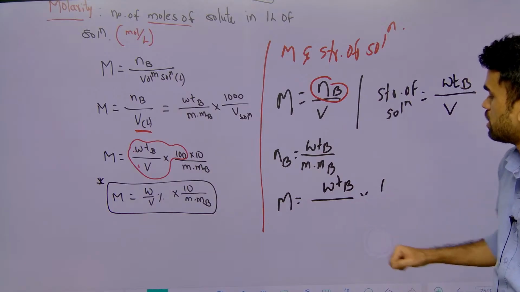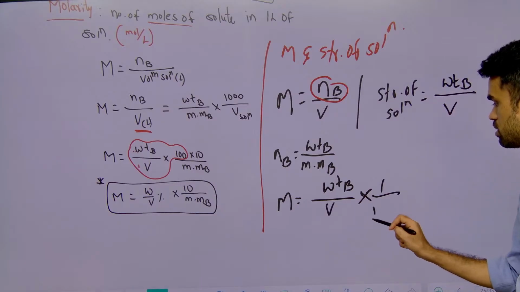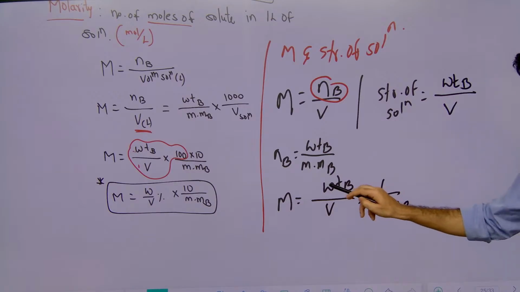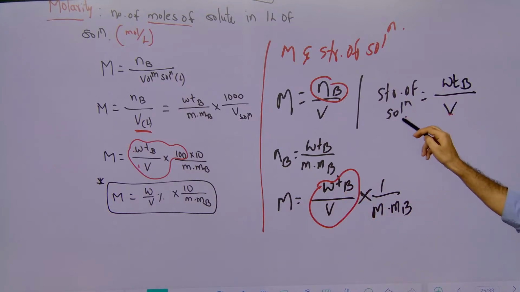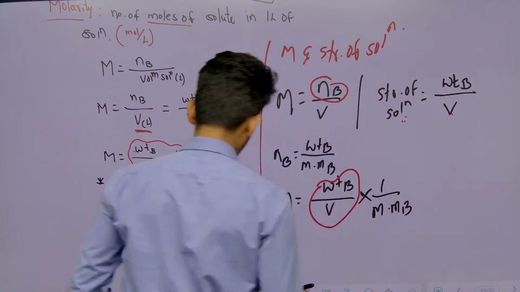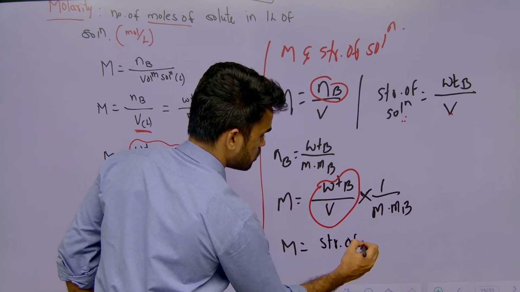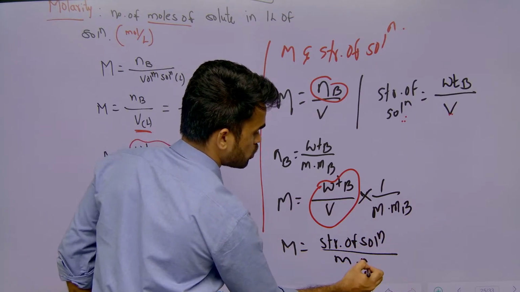So can I write volume this side, this one this side? Yeah. Now tell me. Volume here, molar mass this side. So look, weight by volume is the strength of solution. So molarity is nothing but strength of solution divided by molar mass of solute.